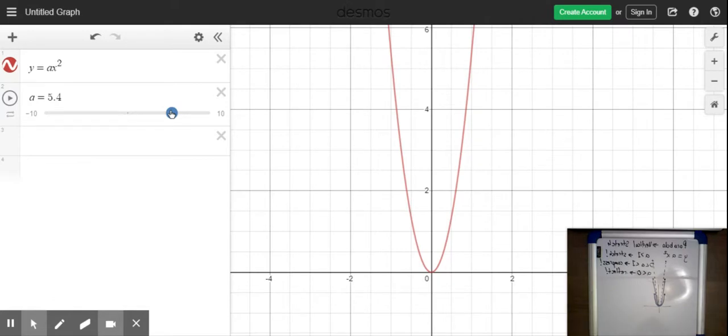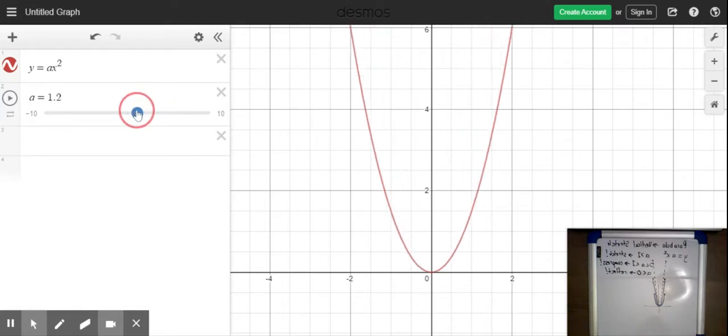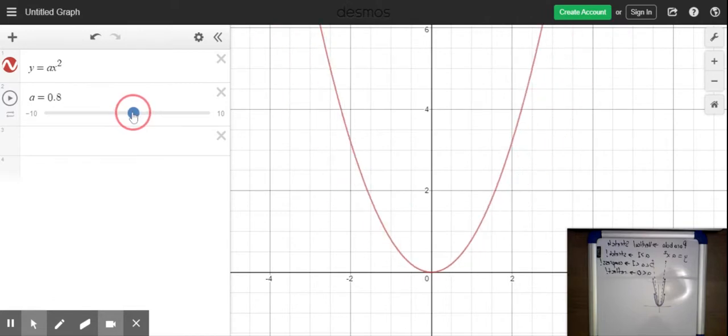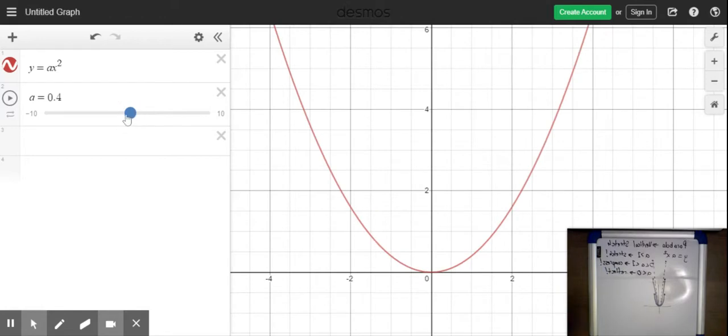What happens when my a value is between 0 and 1? Well, let's take a look. So let's change my a value. Notice my graph is getting wider. Why is it getting wider? It's getting wider because we're compressing it. So let's take a look at that as well. So my original graph, let's say it looks something like this.